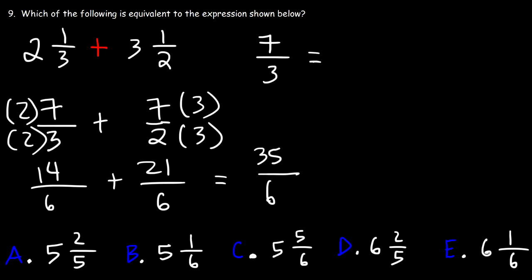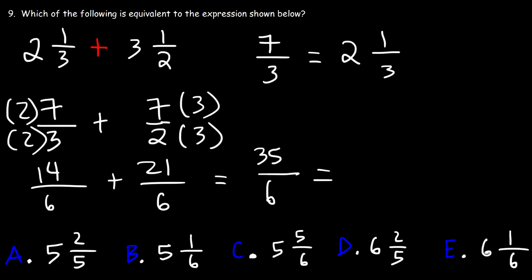So ask yourself, how many times does 3 go into 7? 3 goes into 7 2 times, because 3 times 2 is 6. 3 times 3 is 9. That exceeds 7. The denominator will stay the same, and then the difference between 6 and 7 is 1, so that's how you get 2 1/3.